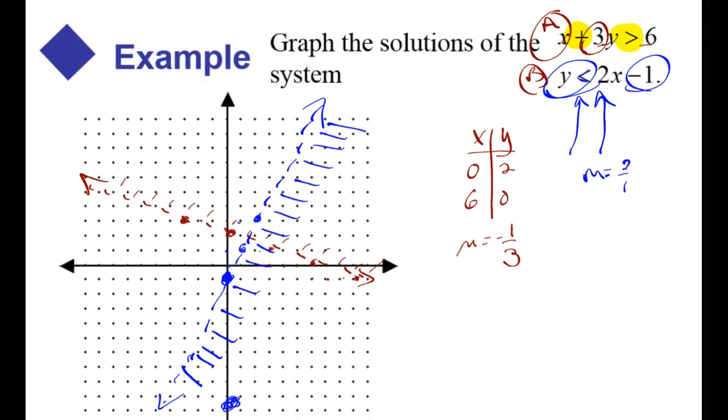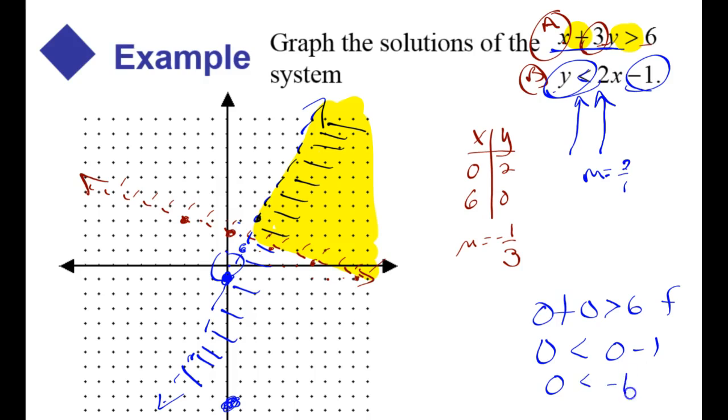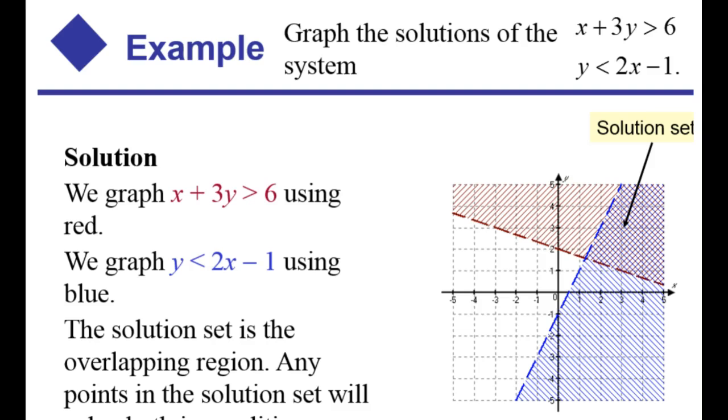And then again, I'll look at where the alligator can eat, and he's got teeth all over here. So I'll shade in this yellow region. Notice 0, 0 should not be a solution. So quickly checking that. 0 plus 0 is greater than 6. That's false, which I want it to be false because I'm not shading that. And 0 is less than 0 minus 1. 0 is less than -1 is a false statement, which I wanted it to be false. So I feel, again, fairly comfortable with the solution set being over here.